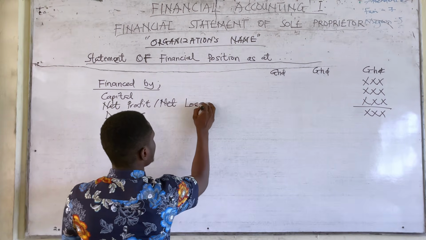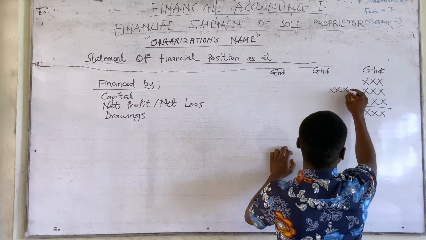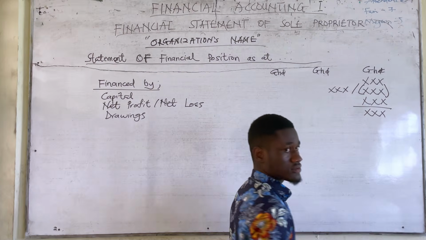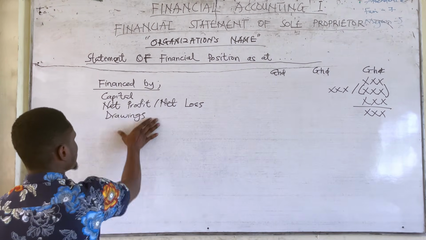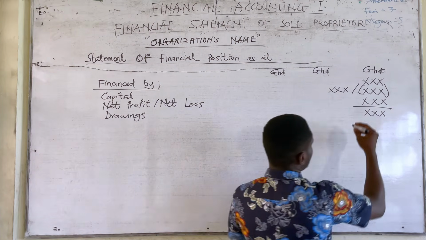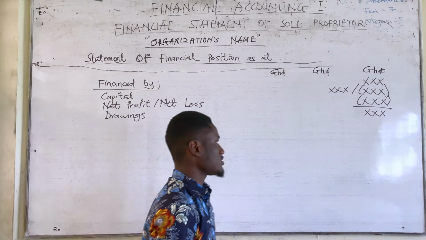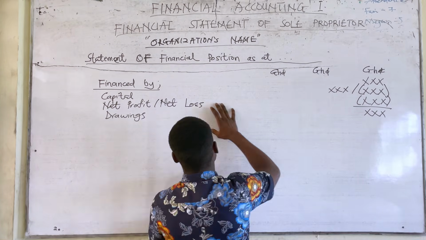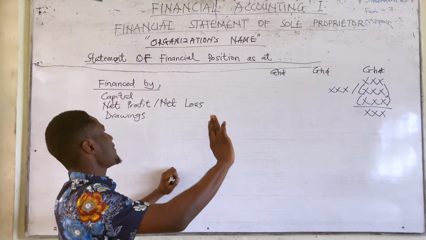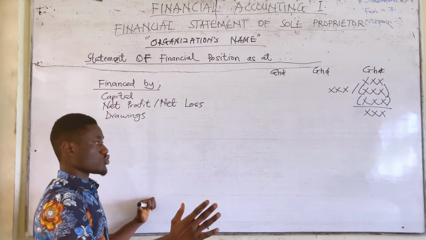Net loss. Okay. So the net profit will be added, then the net loss will be subtracted. Do you get it? Good. And the drawings here will be subtracted from the figure. Do you get it? So it's basically, if it was a net profit, it is capital plus net profit minus drawings. If it was net loss, it is capital minus net loss minus drawings.